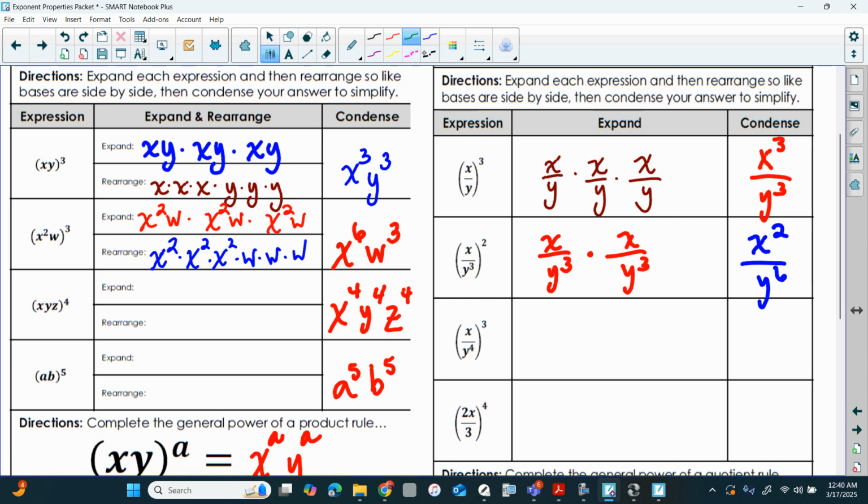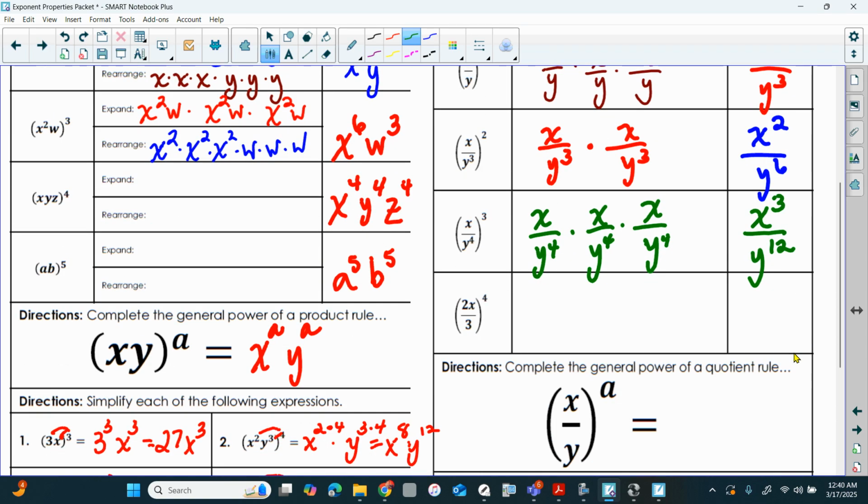So same premise here. 3 factors of this quotient. So x over y to the 4th times x over y to the 4th. I'm doing this 3 times. X over y to the 4th. So this is going to be x to the third power. There's 3 factors of x's over y to the 12th power.